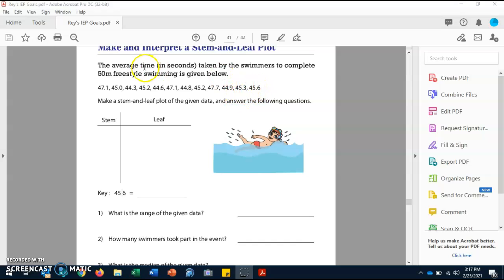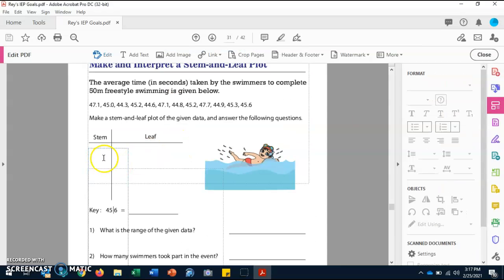So our smallest number here is 44. However, we have 1, 2, 3, 4 numbers with 44. Let's start with the smallest. So we have 44.3, 44.6, 44.8, and 44.9. So let's start with our 44.